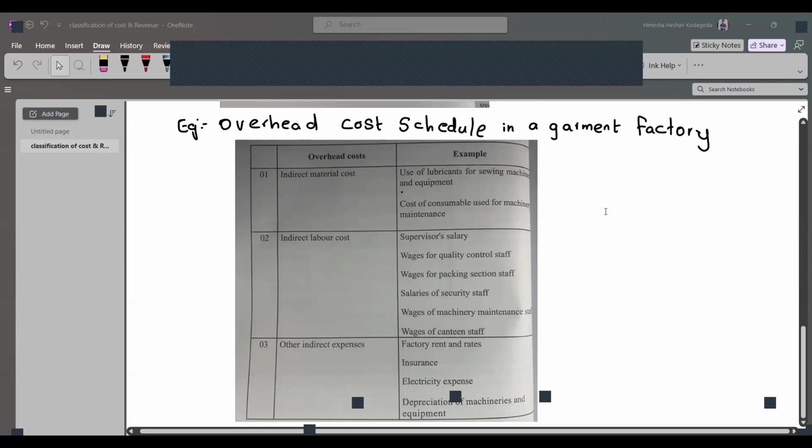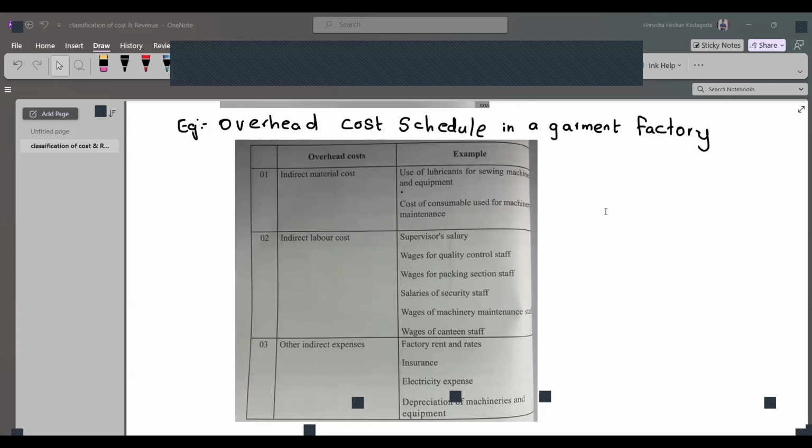If we take a garment, the fabric is coming under direct, right? But when it comes to threads, it can also be identified. Now let's see indirect material. Use of lubricant for sewing machine and equipment.